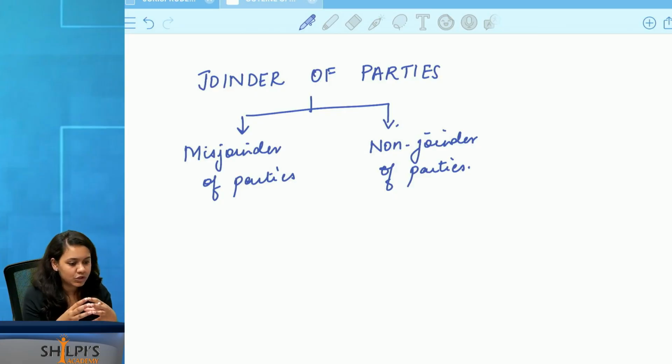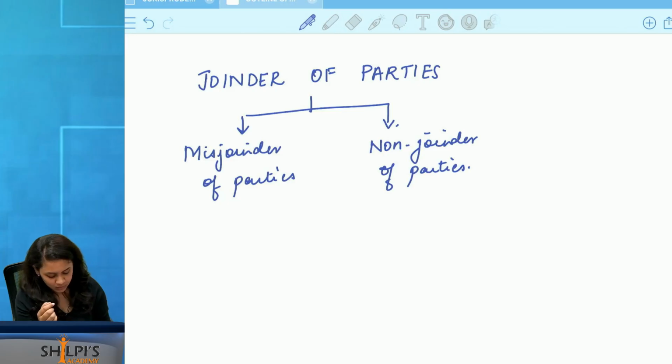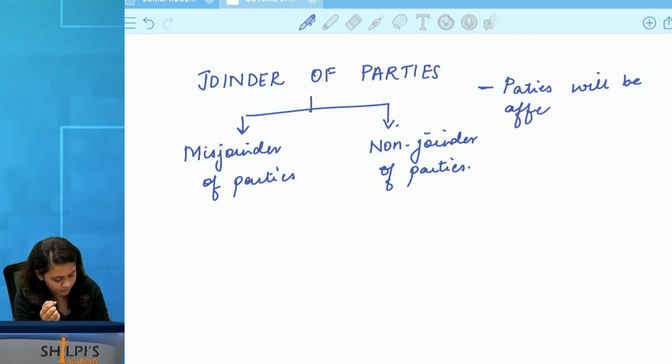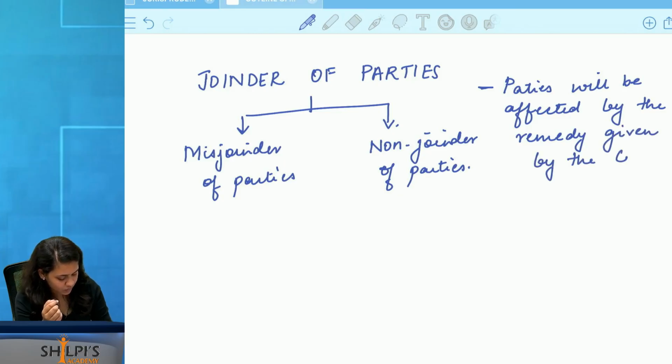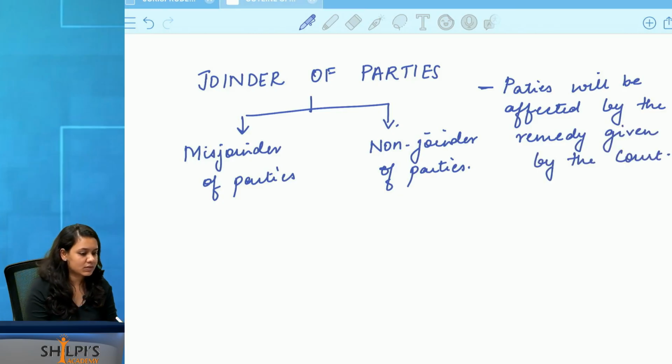Non-joinder and misjoinder of parties comes when the parties will be affected. Whoever ends up being affected by the remedy given by the court, they are all the necessary parties.